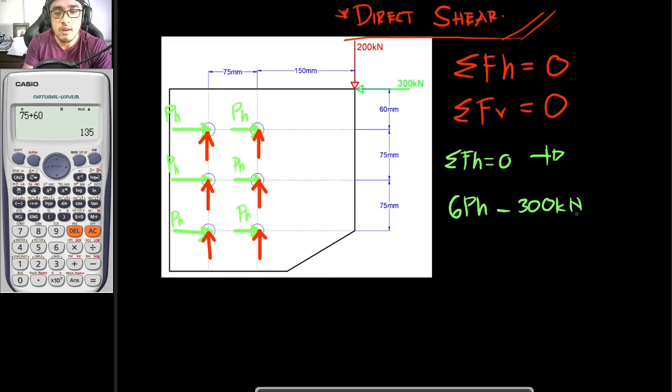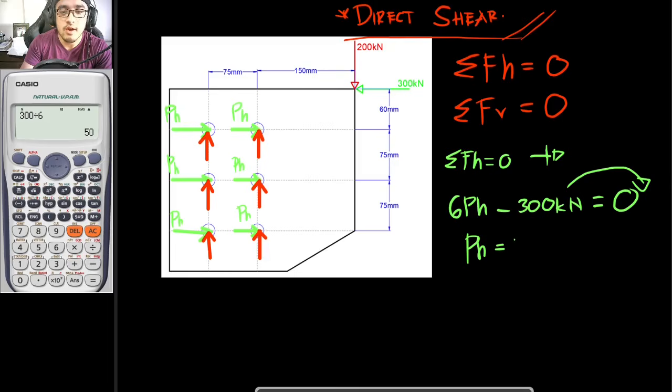We don't have any forces anymore, so this is to be equal to 0. So solving for PH, transposing this negative 300 kilonewtons to the other side, that would be positive 300. So 300 divided by 6, that is to be 50 kilonewtons. Do you guys agree? Do you guys follow? Yes, sir. Okay, so very good.